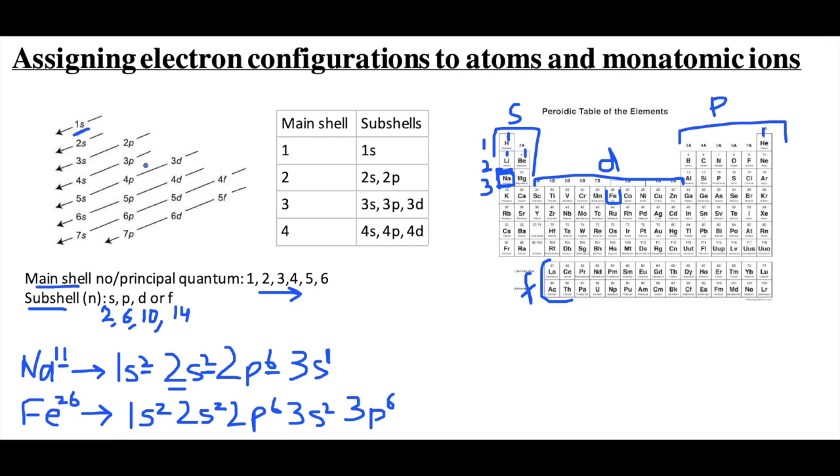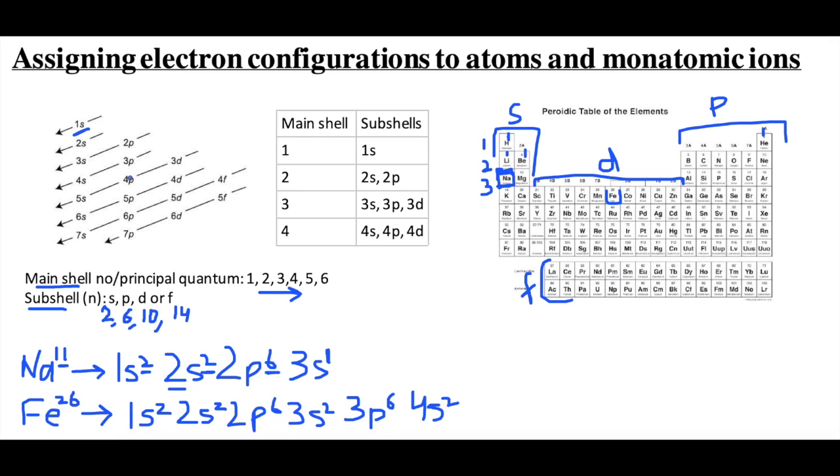After 3p6, we have the fourth main shell, so the s subshell can hold 2 electrons. Let's see how many we have done. 2, 4, 10, 12, 18, 20. We still need 6 more to achieve the electronic configuration of iron.